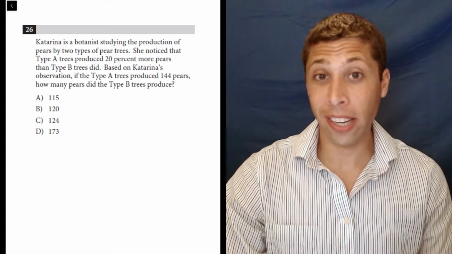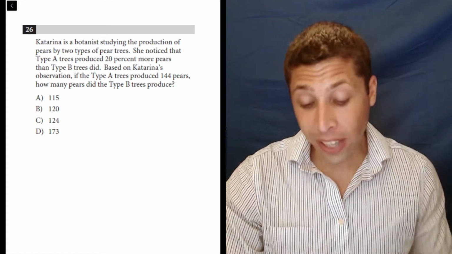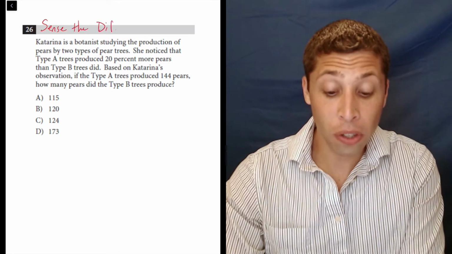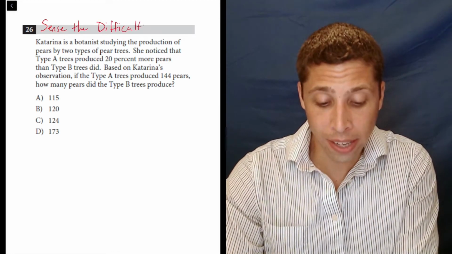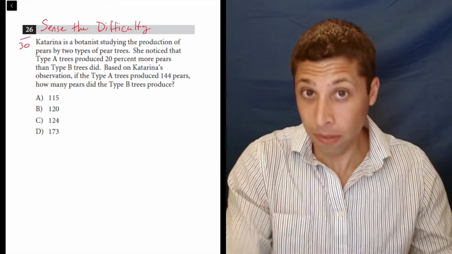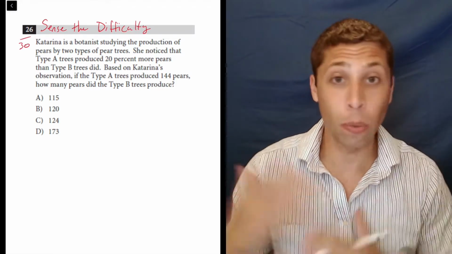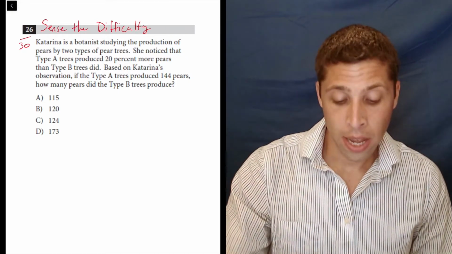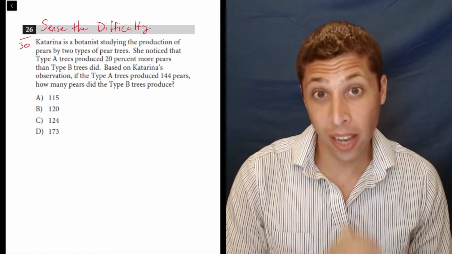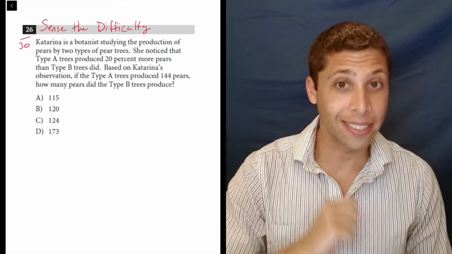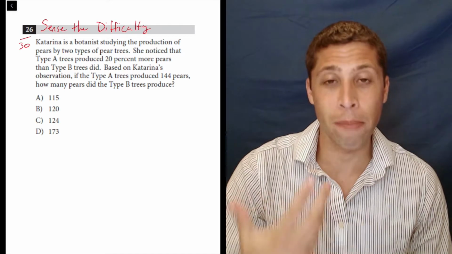Question number 26 should worry you, okay? You've got to sense the difficulty of this question. First and foremost, it's number 26 out of 30 multiple choice in this section. So we're at the point where things are going to be hard. So we should expect a difficult question no matter what. More important, this question involves percentages, and percentages are notoriously tricky on the SAT. They use percentages to mess with you.